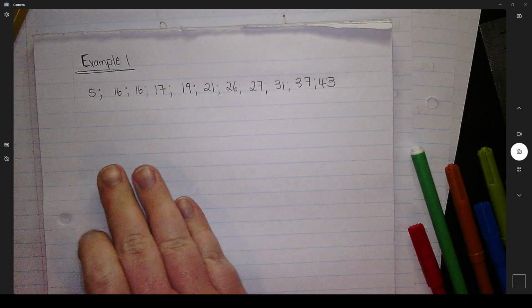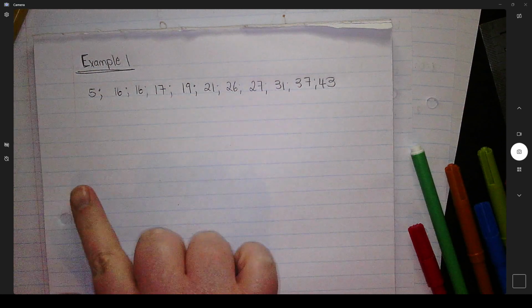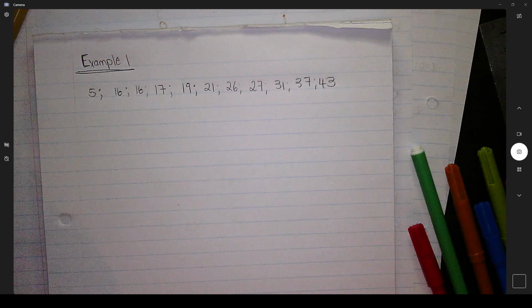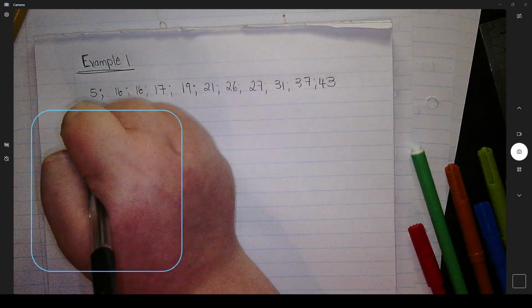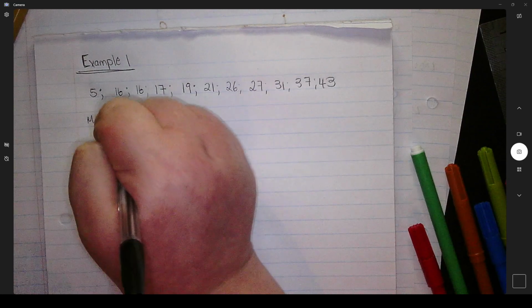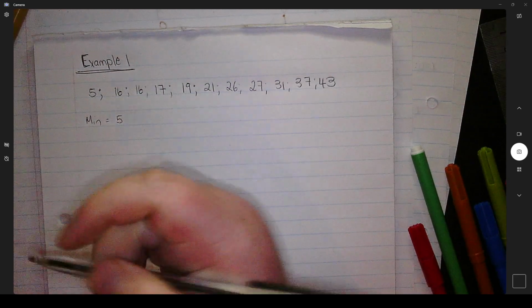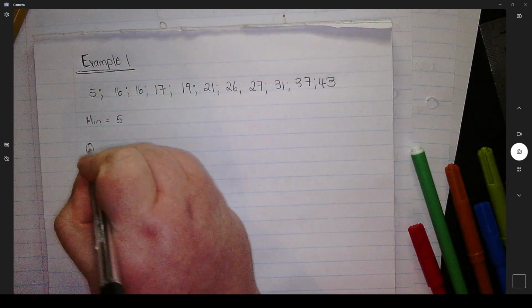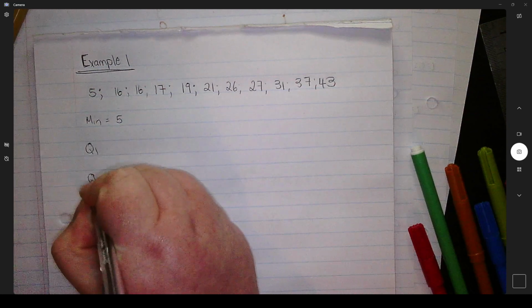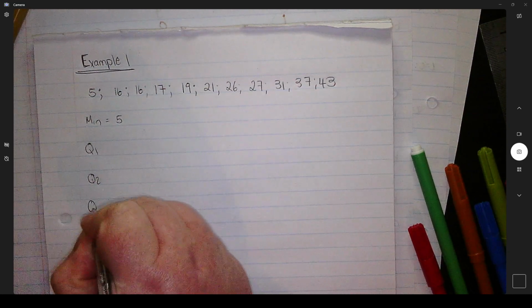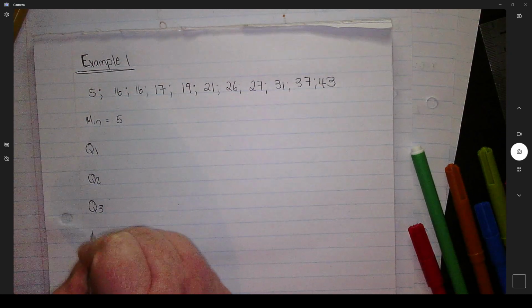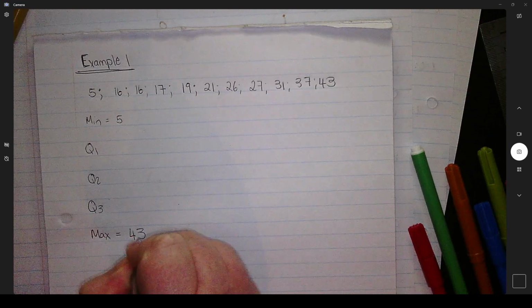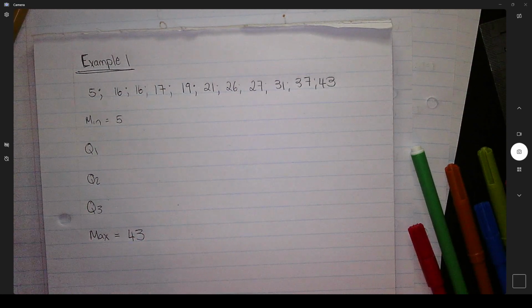have them in ascending order first, meaning from small to big. All right? Then your minimum value is the first point of your box, of your whisker. Then we're going to look for quartiles 1, 2, and 3, as well as the maximum value. The maximum value here would be 43, and the minimum value 5.